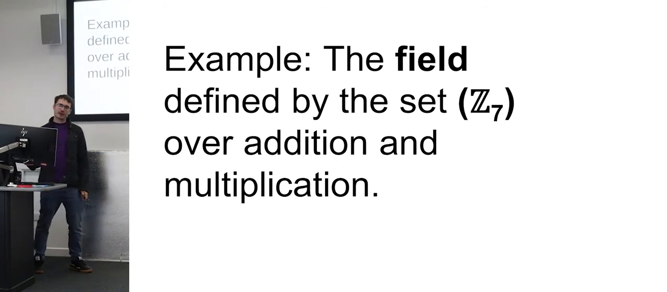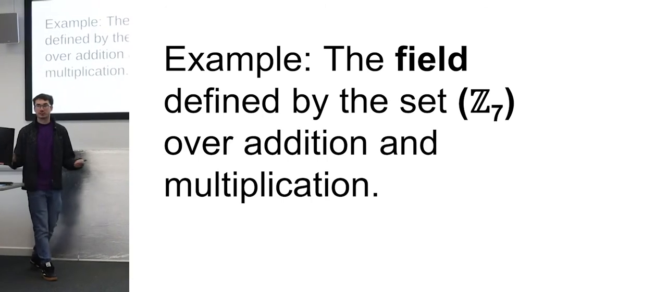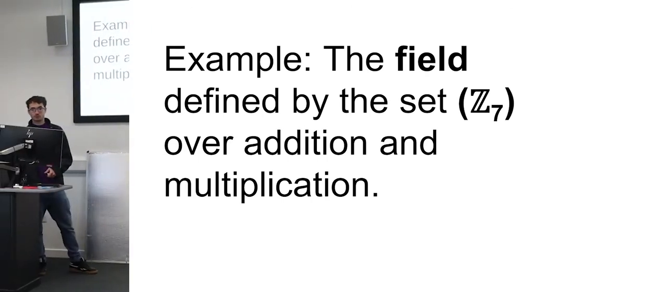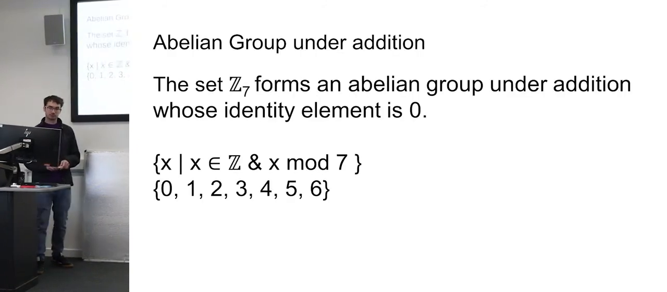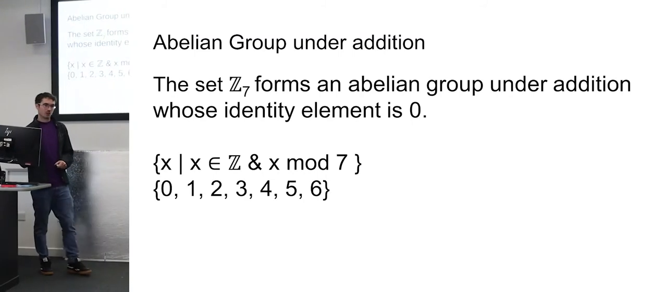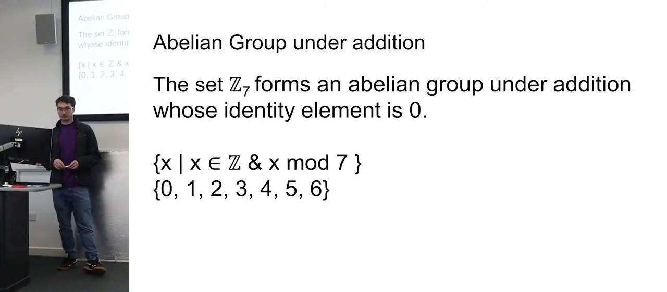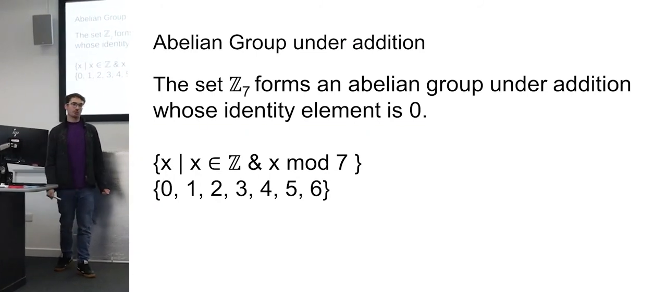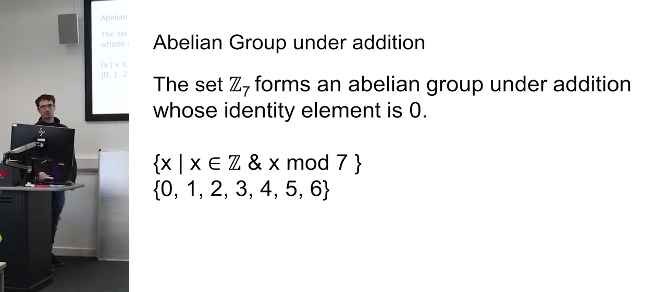Yeah, okay, so let's take it back to this set defined by Z7, or mod 7, over addition and multiplication. So two mathematical operations. Right, and the first law is it's got to form this abelian group under mod 7. And so that's all the numbers 0 to 6. Does it form an abelian group? And basically you can just check it, and the answer is yes, it does.